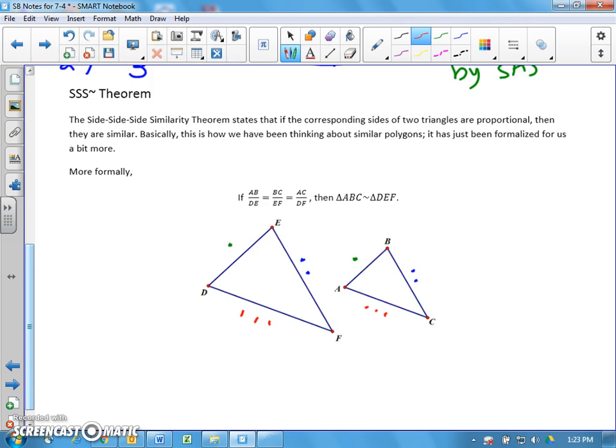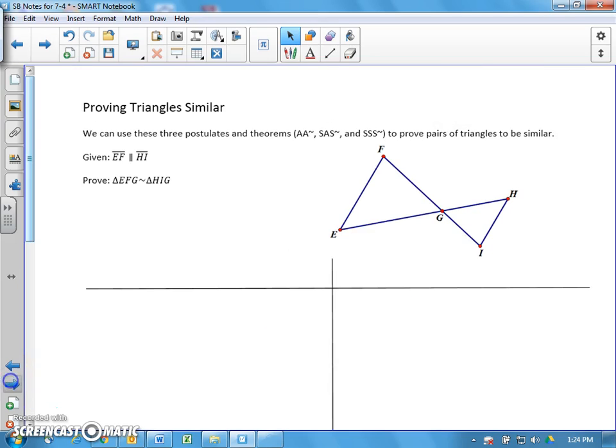So our formal definition says that if the ratio of AB to DE is equal to the ratio of BC to EF and the ratio of AC to DF, then the two triangles have to be similar. So let's look at what this looks like in terms of being a proof. You're very used to proving triangles congruent. Proving triangles similar is very similar, no pun intended, and you just have to make sure that you know what you're looking for.